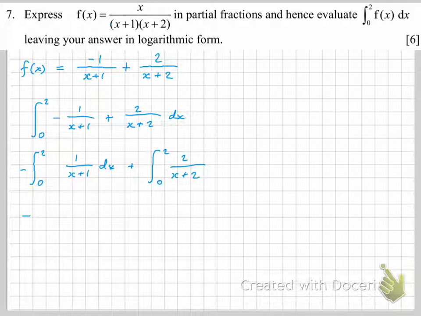Okay, the first one is a perfect Lund integral, so we need the minus at the front, but we've just got log of x plus 1. We don't really need those absolute value brackets because the numbers we're going to substitute mean that it won't be negative anyway, but force of habit, I'm going to put them in.